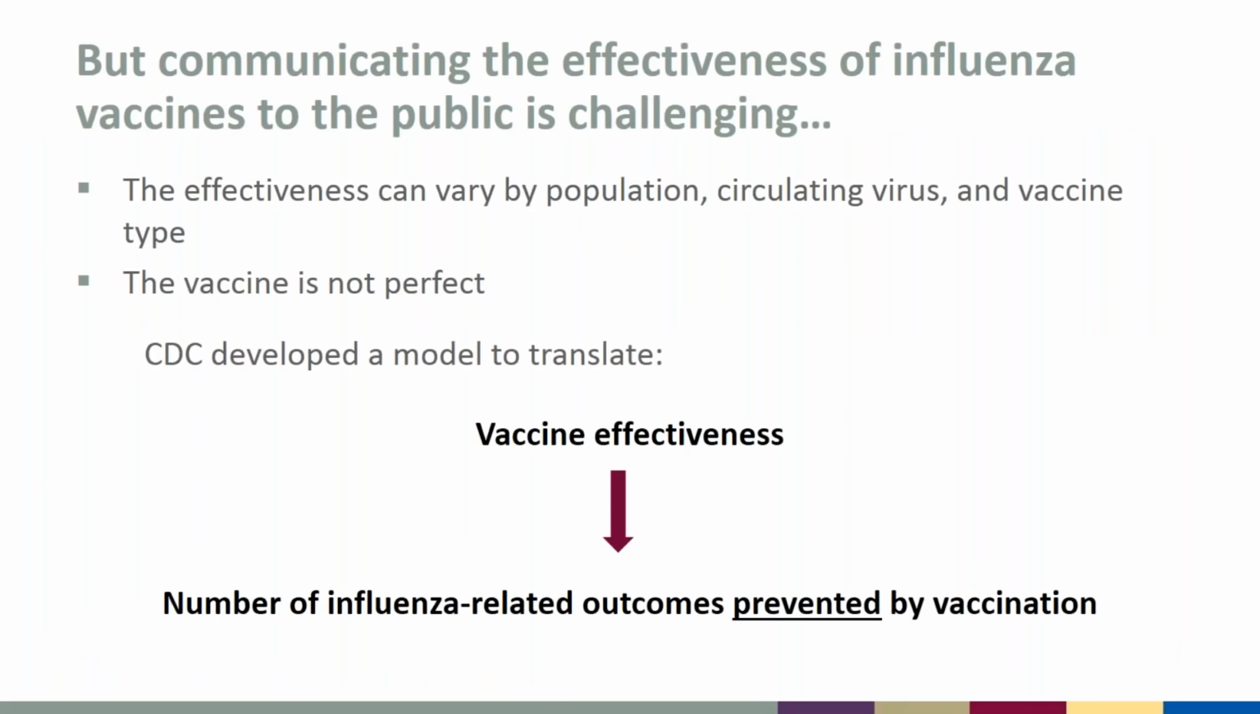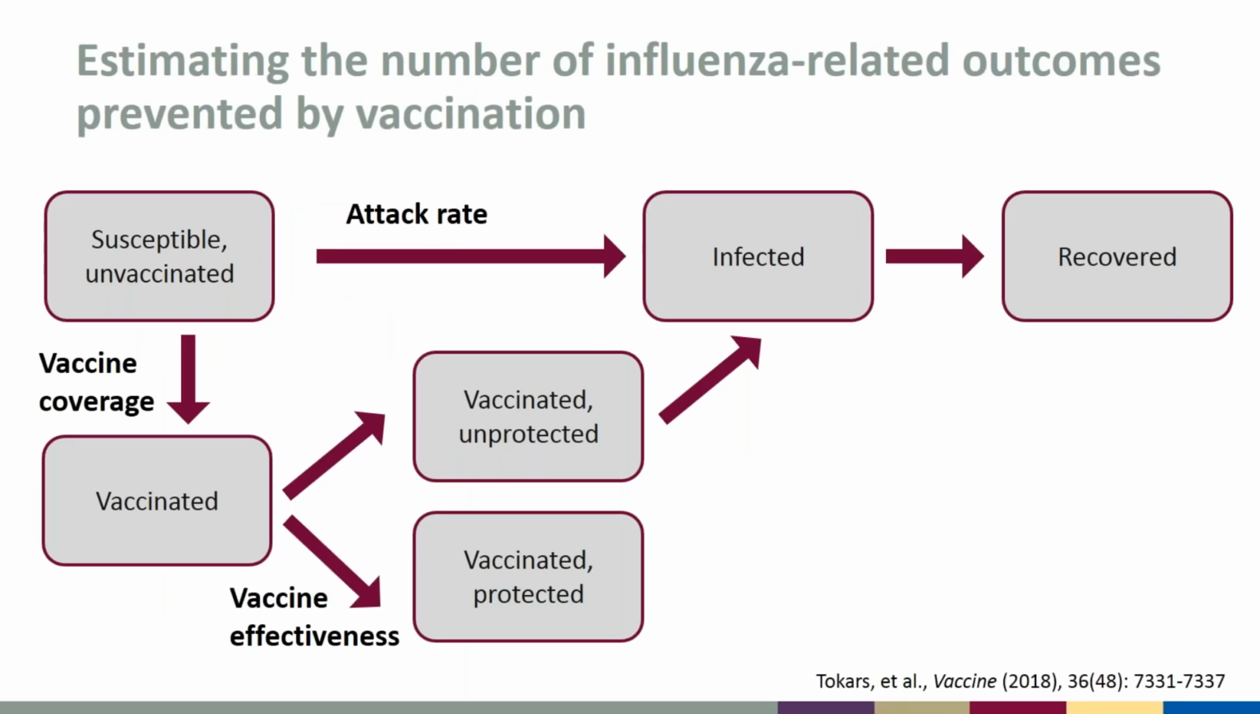But communicating these effectiveness numbers to the public and even to healthcare providers can be challenging. The effectiveness can vary by season and by population, the circulating virus, as well as the vaccine type. And the vaccine is not perfect. It has modest effectiveness. And so CDC developed a model to translate these vaccine effectiveness numbers into the number of influenza-related outcomes prevented by vaccination. And this is a diagram of that model. It's a simplification, and for more information, you can see Tokars et al. in Vaccine in 2018. This was just published this summer.